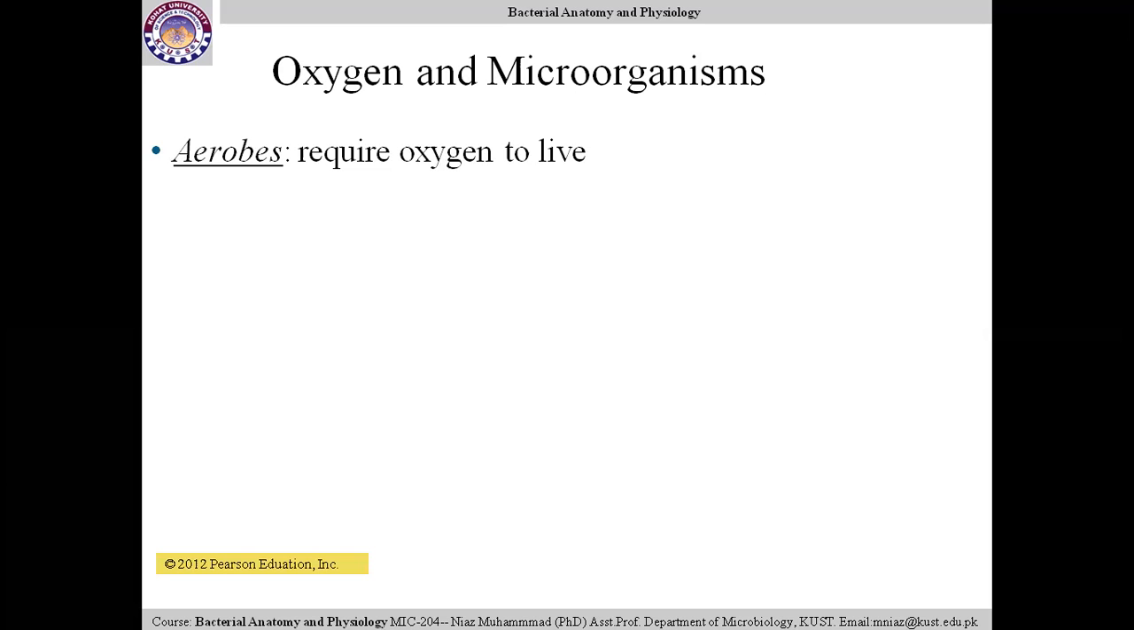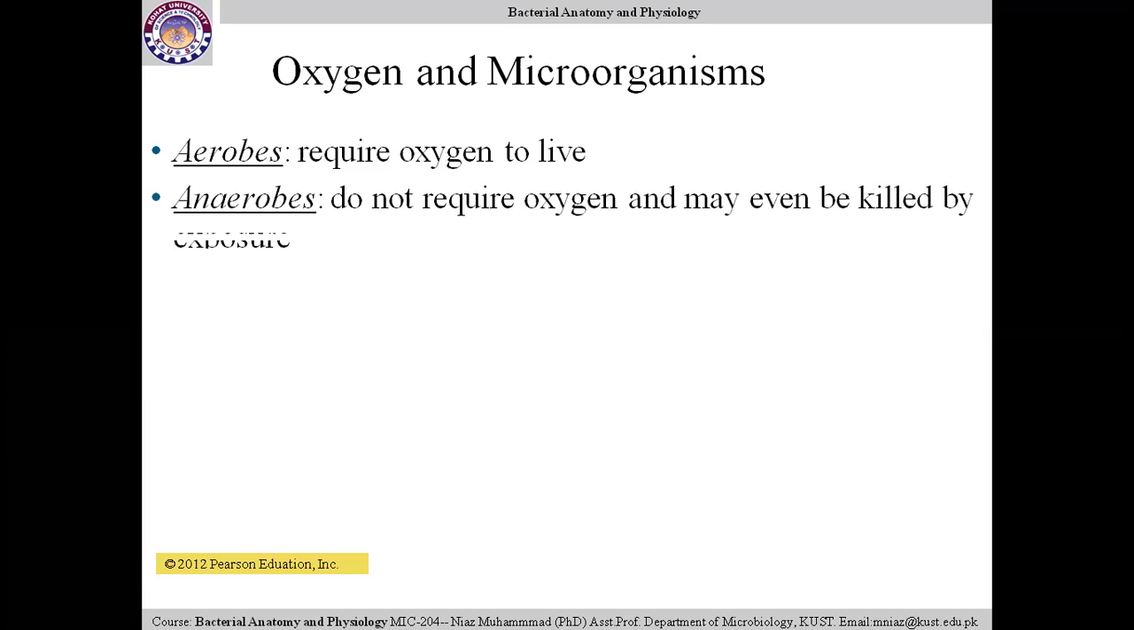there is no ecological need on the surface of the globe where oxygen is not present. But there are various places where oxygen is not present, and those places are called anaerobic environments, places hidden in depth with no oxygen. Microorganisms there are called anaerobes. Anaerobes are the group of microorganisms that don't require oxygen and may even be killed by exposure to oxygen. The group of microorganisms which can grow in the absence of oxygen are called anaerobic microorganisms.